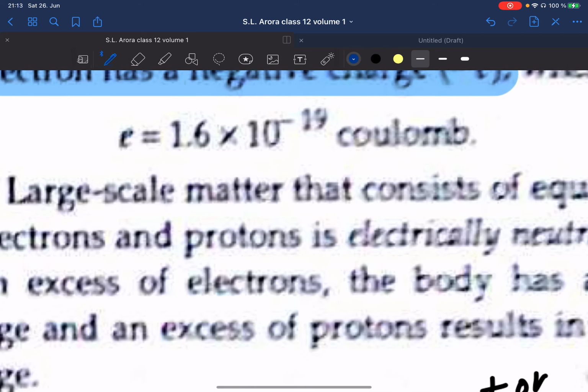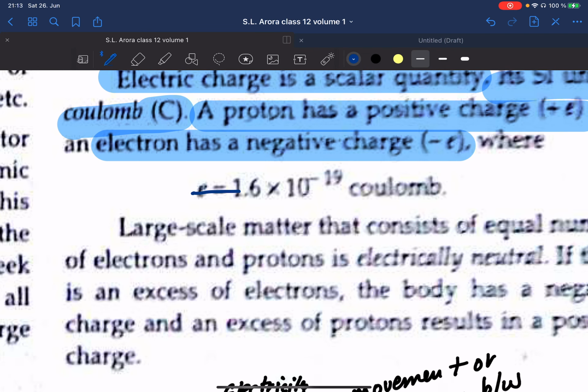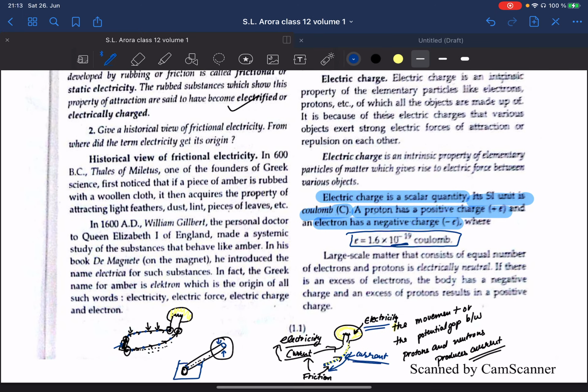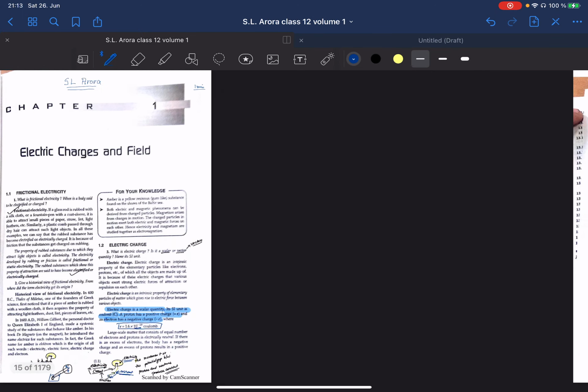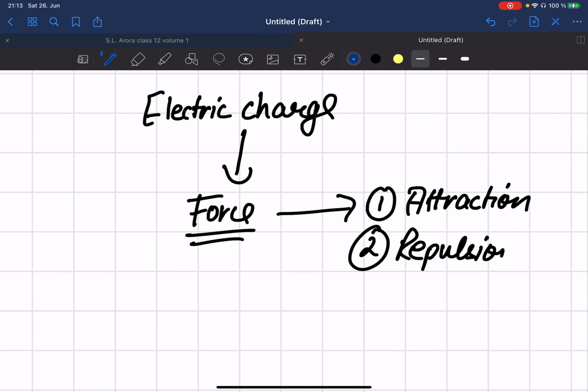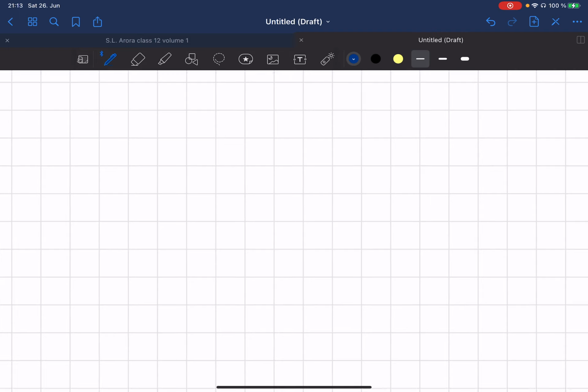Okay. So now you need to learn the charge on an electron. What is the charge on an electron? The charge on an electron is 1.6 into 10 raised to the minus 19 Coulomb. That is the thing you have to learn. This is experimentally proved and we can't do anything about it. Okay, so I'll clear this page in one go here in short.